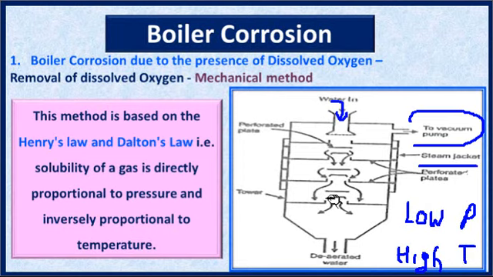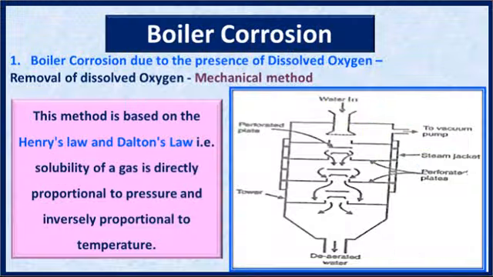So in this chamber, solubility of oxygen decreases, and this oxygen now no more remain as the dissolved form, and this oxygen can exit to the vacuum pump from here. So in this way, oxygen can be removed from the boiler feed water.